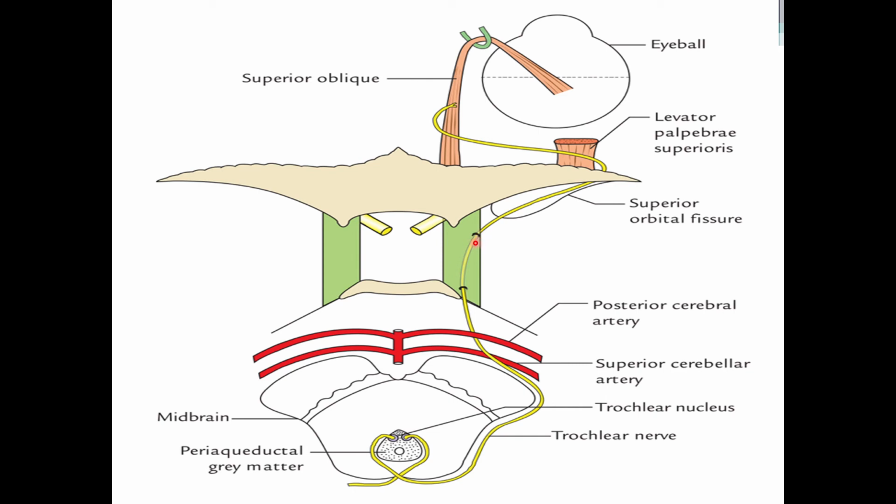Then at the anterior part of the sinus, it opens into the superior orbital fissure, the lateral part of the superior orbital fissure, not the middle part. After entering the fissure, it goes medially above the origin of the levator palpebrae superioris. It goes more and more medially, and then supplies the superior oblique muscle via its orbital surface. So this is about the trochlear nerve.